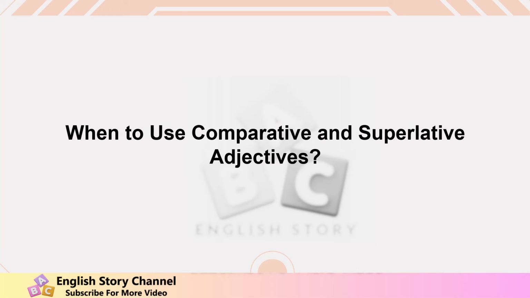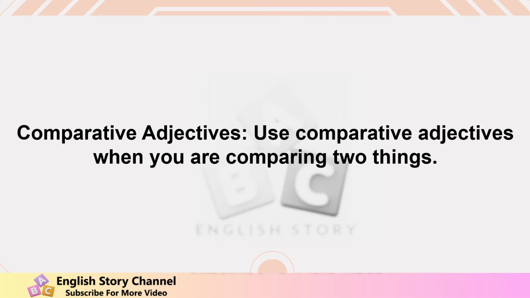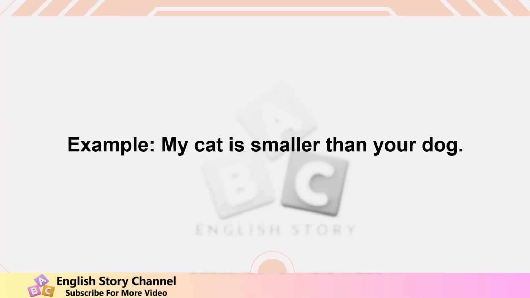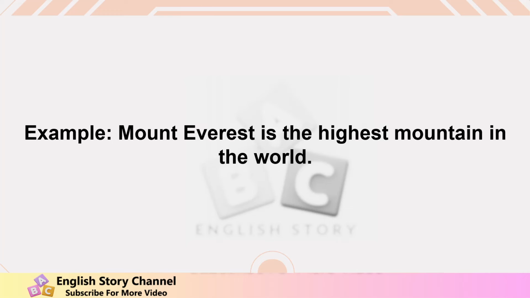When to use comparative and superlative adjectives. Now that we know how to form comparative and superlative adjectives, let's understand when to use them. Comparative adjectives. Use comparative adjectives when you are comparing two things. Example: my cat is smaller than your dog. Superlative adjectives. Use superlative adjectives when you are comparing three or more things. Example: Mount Everest is the highest mountain in the world.